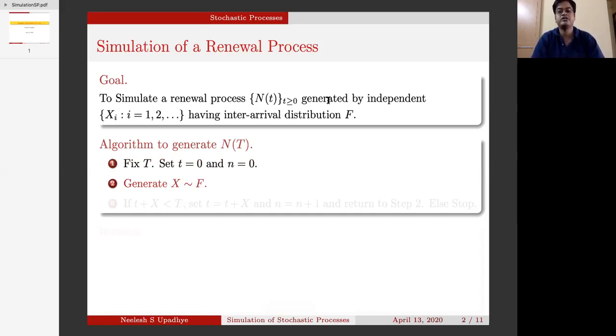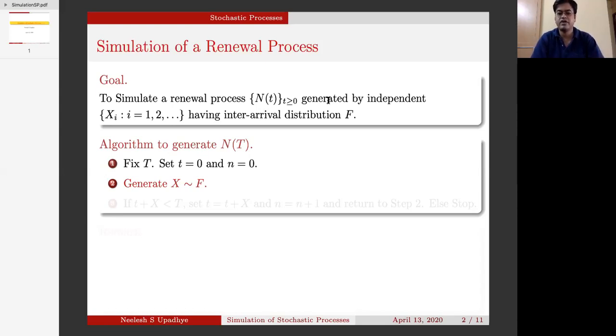Now to simulate this X following F, you are free to choose whatever techniques you have seen in the last few lectures. So now assume that you have generated F. Then how to convert it into a process? Once we have generated F, what does this X denote?